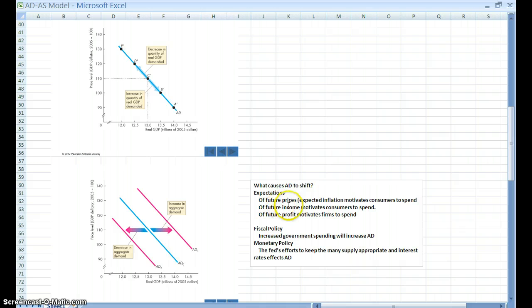If I expect to get future income, an increase in my job or wages, anything that makes me think that I'm going to make more money in the future will motivate me to spend money now. And for a firm, if I think profits are going to be good in the next few years, I'm motivated to spend more money. So that will cause aggregate demand to shift.